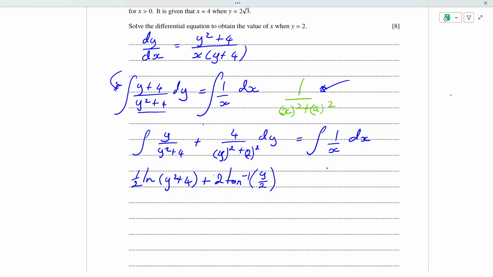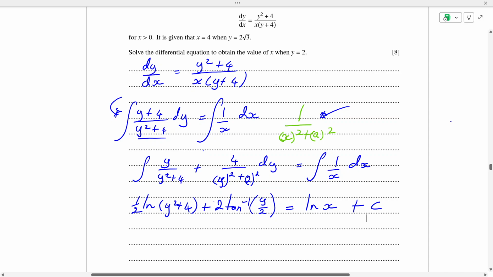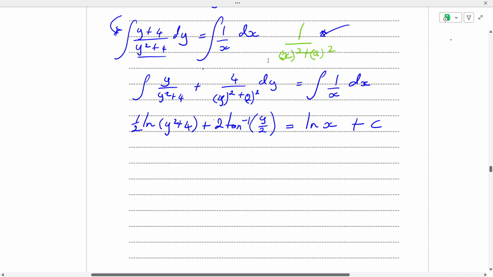The integral of 1 over x is just ln x plus c. Don't forget the constant of integration in this case. Then you want to use the initial condition to find c. The initial condition says that when x is equal to 4, y is equal to 2 root 3. So we'll use that initial condition to find the value of c.